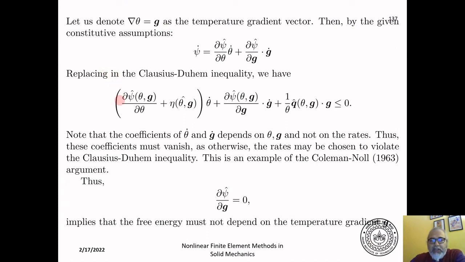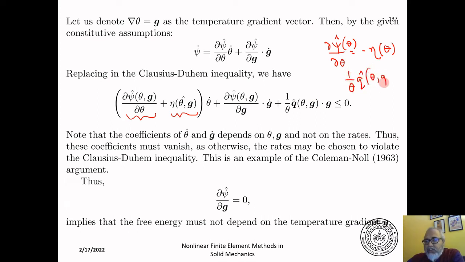So now I have figured out that this term is free of g, and therefore this has to be free of g as well, which we have already figured out has to be equal to minus eta. This is a function of theta, so this has to be a function of theta as well. Then we are left with 1 by theta q hat theta g times g is less than equal to 0. This is what my Clausius-Duhem inequality gives.